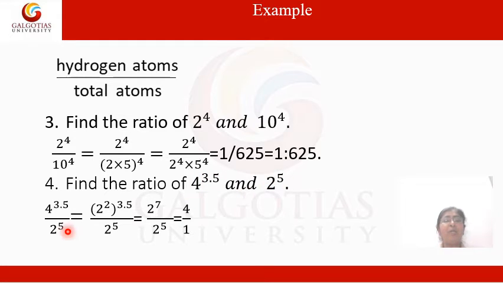Our next example is to find the ratio of 4 raised to power 3.5 and 2 raised to power 5. So 4 raised to power 3.5 upon 2 raised to power 5. Now 4 can be written as 2 square, and then whole raised to power 3.5, over 2 raised to power 5. So it becomes 2 raised to power 7 upon 2 raised to power 5. The 2 raised to power 5 cancels, so you are left with 4 by 1. So the ratio is 4 is to 1.